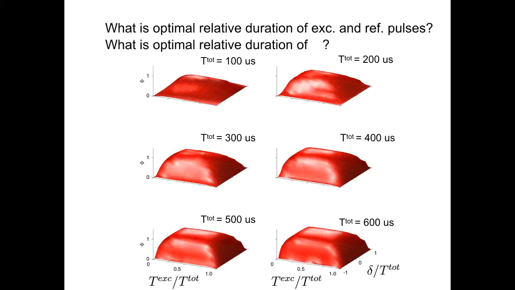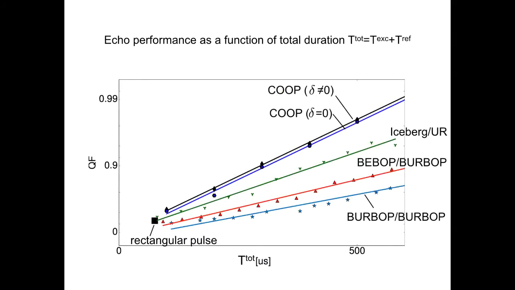And here are similar surfaces for different total durations. If the total duration is small, of course, the achievable figure of merit is small, but the more time you spend, the better you get, and the better you fill this area. And once you know what the sweet spot is, you don't optimize everything again. It was just exploring the range that is possible. But if we now optimize such a cooperative pulse, we optimize around the sweet spot.